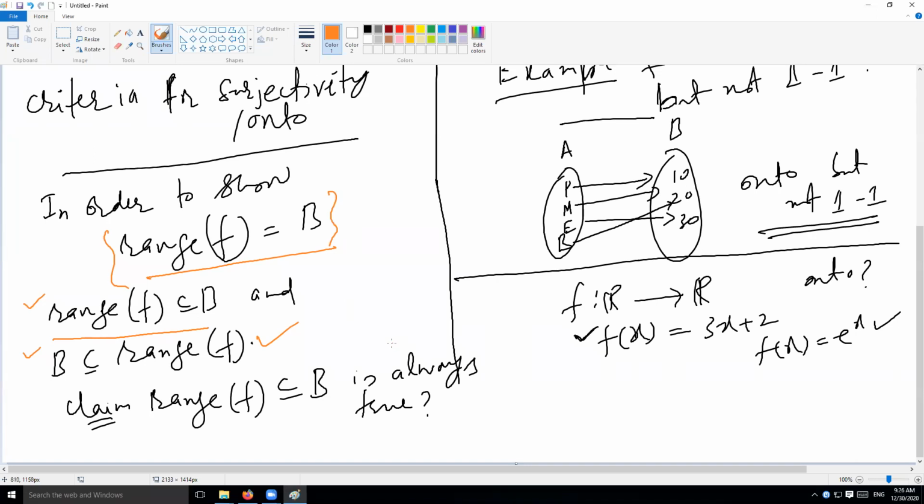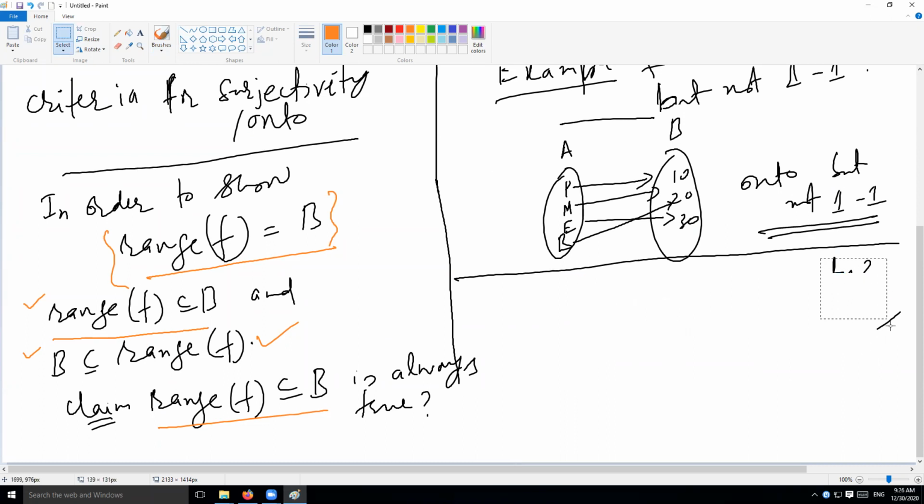But I want to listen from you. I want to dig this out from you, why this is always true. Why is this always true, Jay? Sir, because in a function, range of f is always a subset of B. Why? If range of f is not a subset of B, then this is not a function. Exactly. But that's an intuitive way to say it. If I have to show that range of f is a subset of B, I know a criteria. I know how to prove one thing is a subset of another thing.